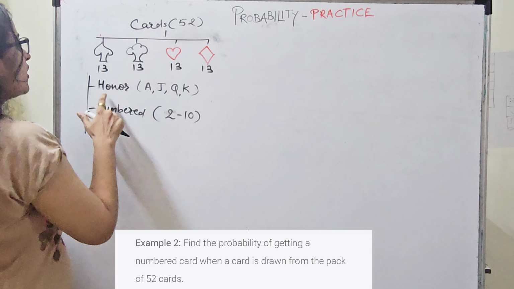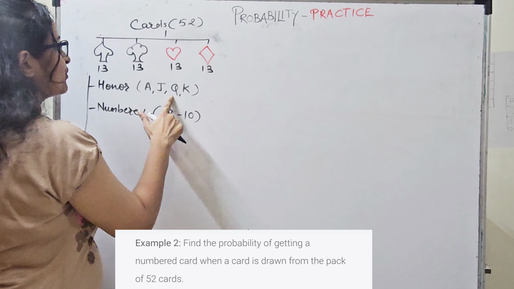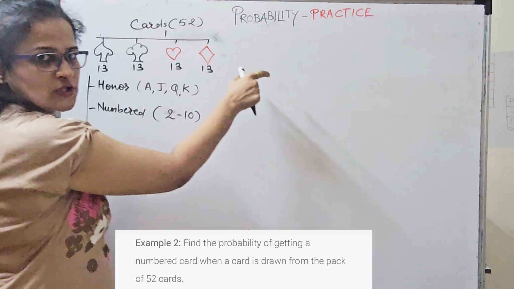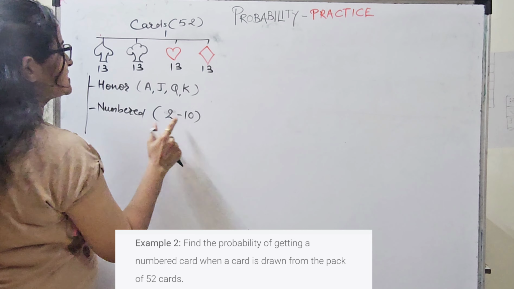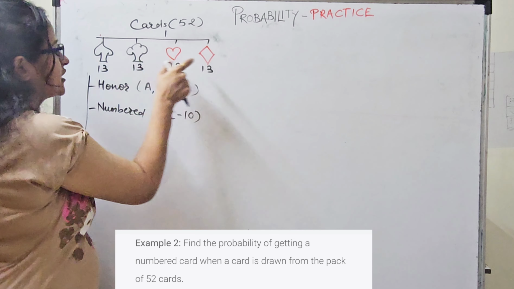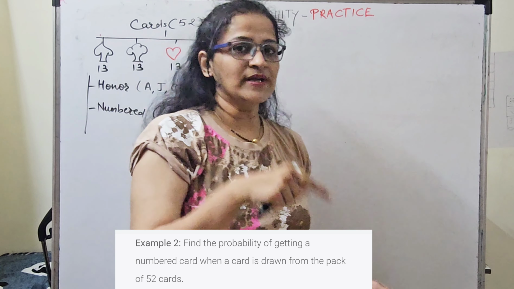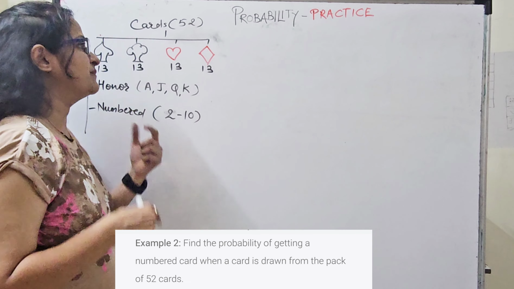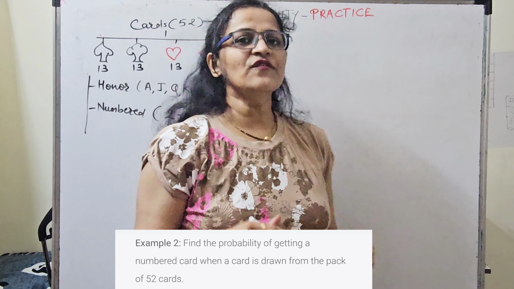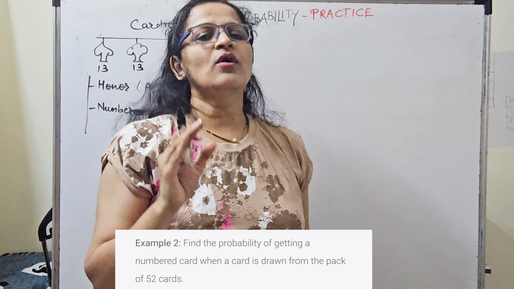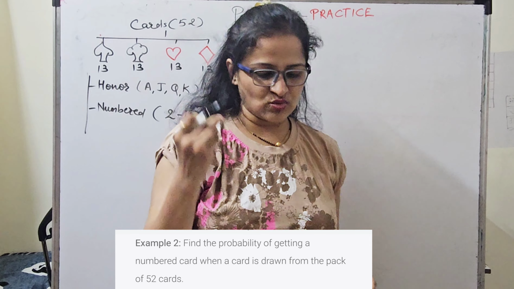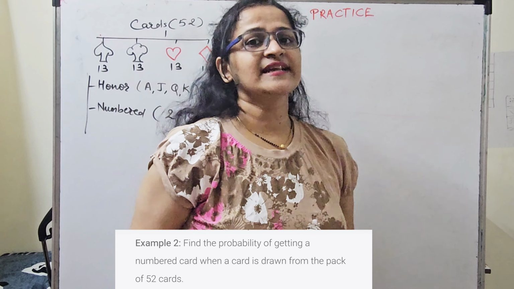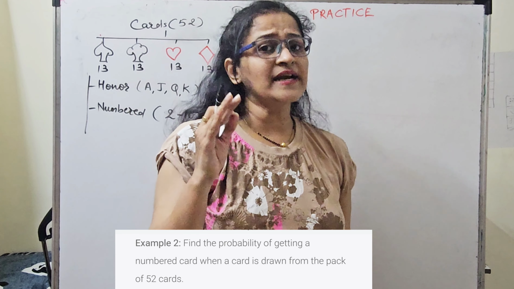Okay, so honor cards are basically ace, jack, queen and king for each suit. And numbered card means the cards from 2 to 10, again for each suit. Now if you understood this basic concept, you would be able to solve this problem. From the pack of 52 cards, you are selecting just one card, correct? And that card needs to be what? Numbered card, they are saying.